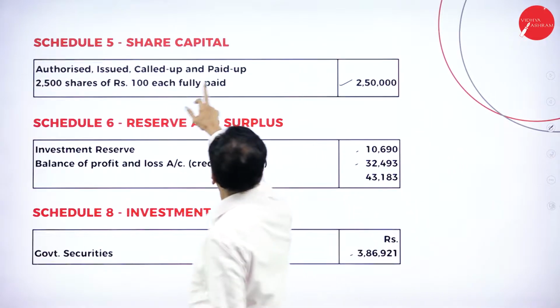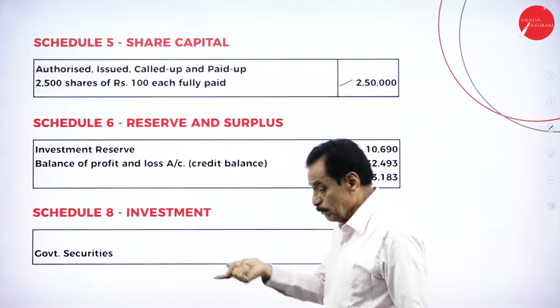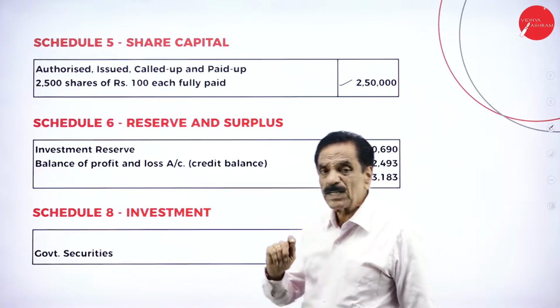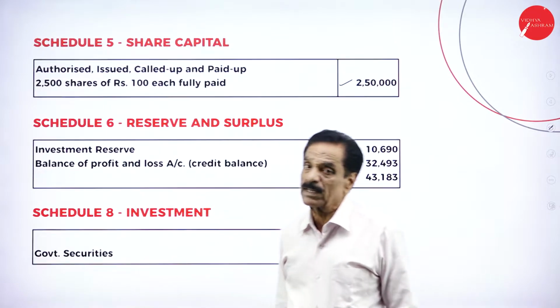Then share capital schedule number 5. Share capital in the exam: called up minus calls in arrears. What is calls in arrears? Called by the company, not paid by the shareholder, is called calls in arrears.